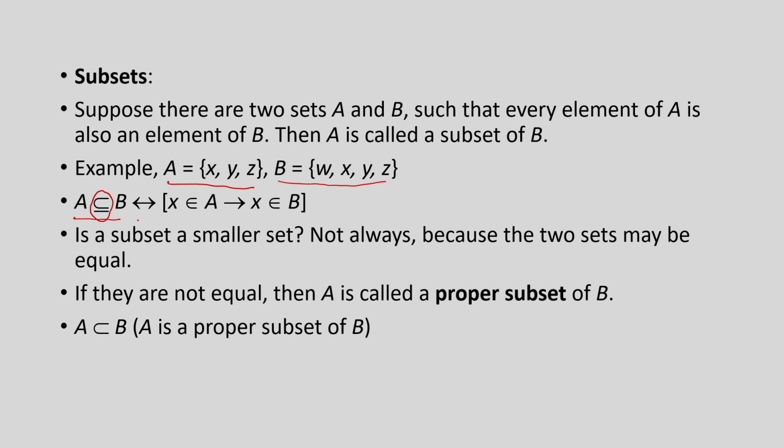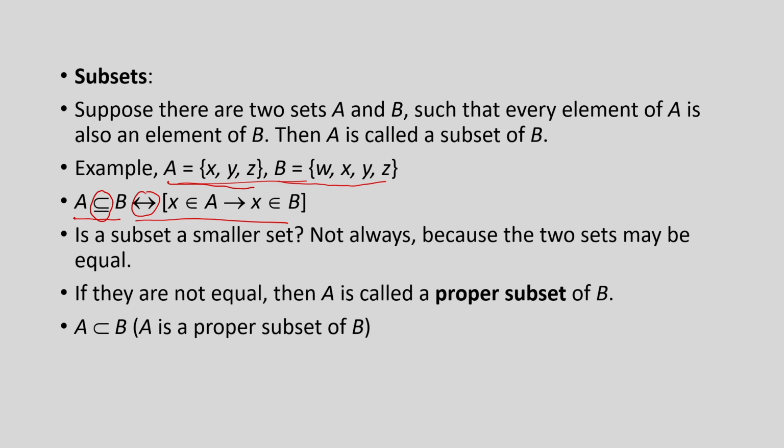Okay. So, we have introduced this symbol before, right. So, this is the if and only if symbol. So, A is a subset of B means x belonging to A implies x belongs to B, and the reverse. Now, is a subset a smaller set, right? It might give you the impression that if a set is a subset of another set, then the first set is a smaller set, and here actually A is a smaller set than B, A has fewer elements.